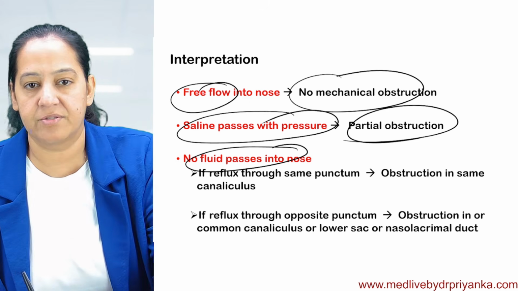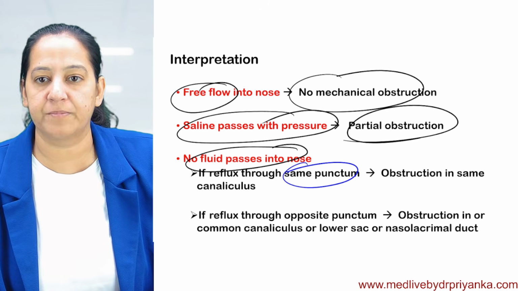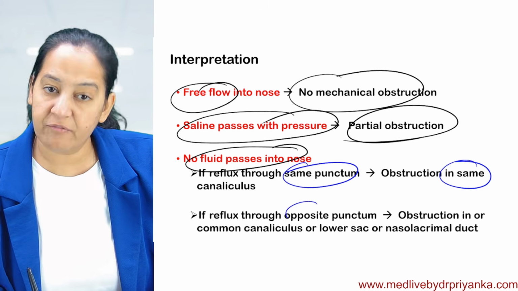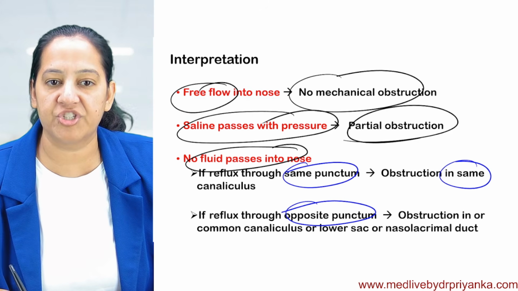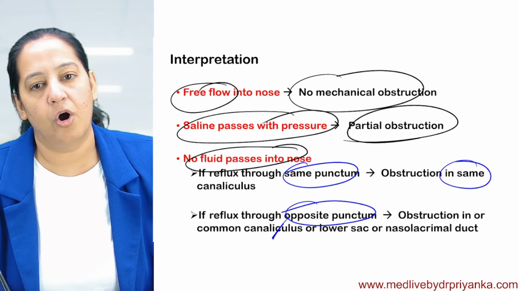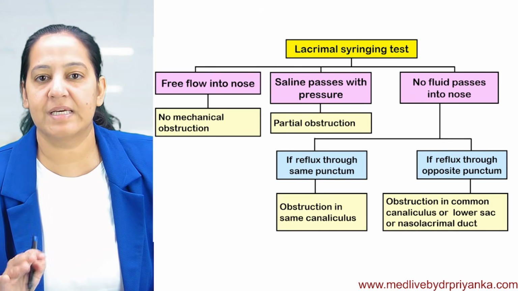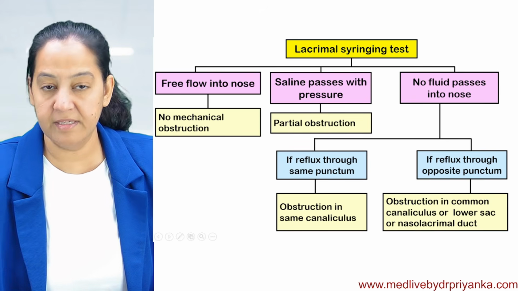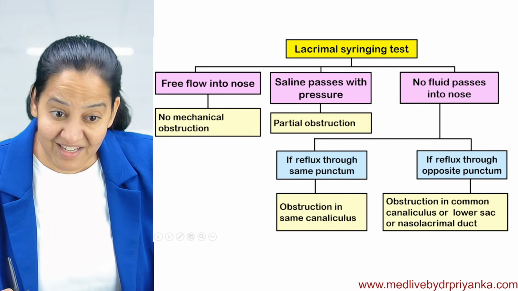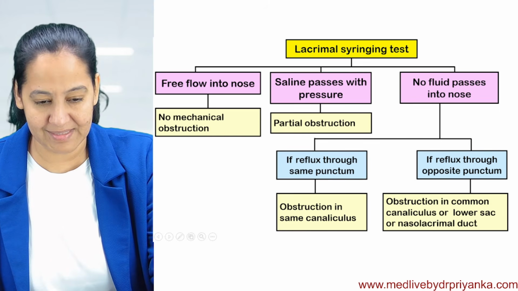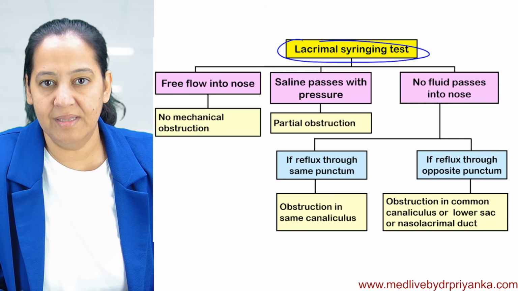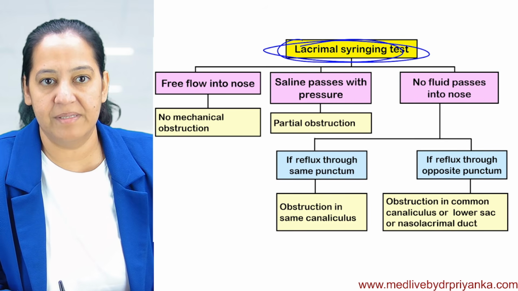So the same thing is written. If it is coming from the same puncta, there is obstruction in the same canaliculi. If it is coming from the opposite puncta, there is obstruction either in the common canaliculi or sac or nasolacrimal duct. I hope you got it. So this test is known as the lacrimal syringing test.